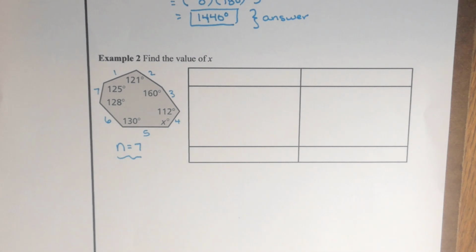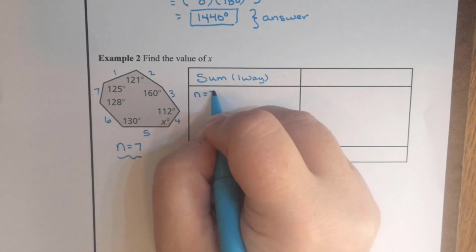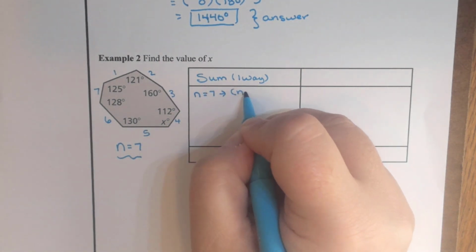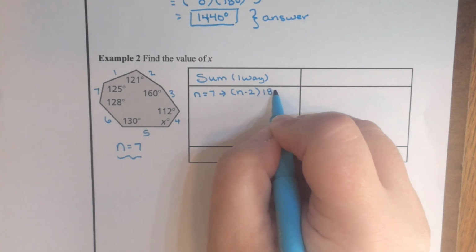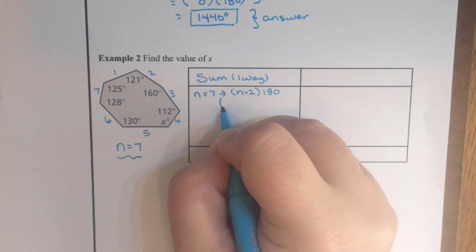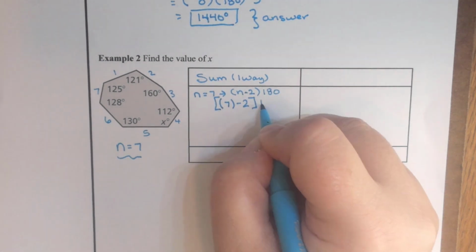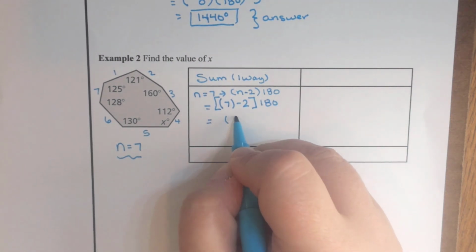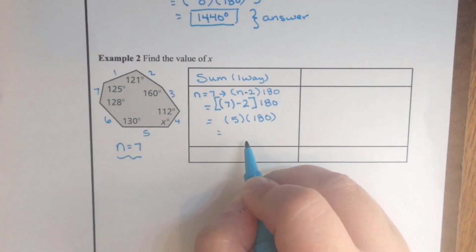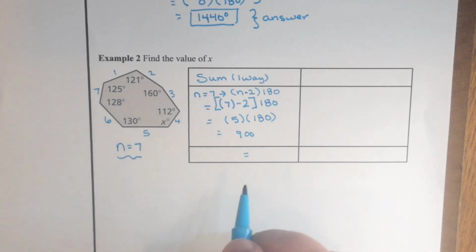So there are two different ways we can do this problem depending on how you look at the sum. So we know that n is equal to 7. So n minus 2 times 180. So we just start there. So that would be 7 minus 2 times 180. 7 minus 2 is 5, and 5 times 180 is 900. So we know that the sum of this figure is 900. So that's one way I can find the sum.